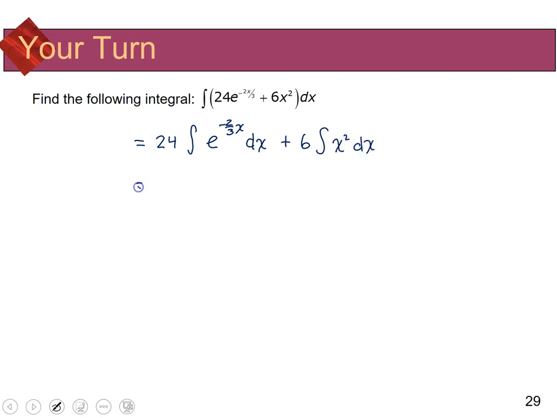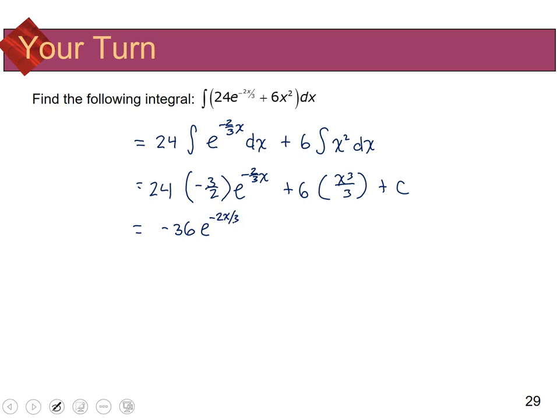So for this one here, I'm going to have 1 over negative 2/3. Now, 1 over means reciprocal, so I'm just going to do negative 3/2 e to the negative 2/3 x plus 6 times x cubed over 3 plus c. When I work this out a little bit, I'm going to get negative 36 e to the negative 2x over 3. I can put it back in that format, plus 2x cubed plus c.